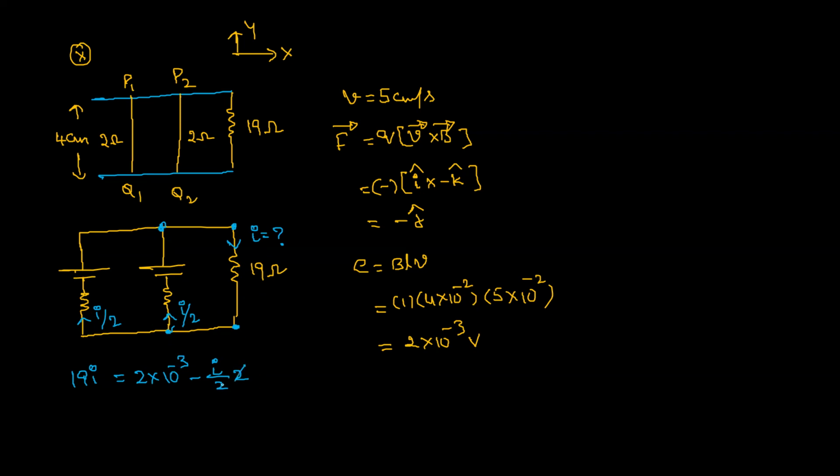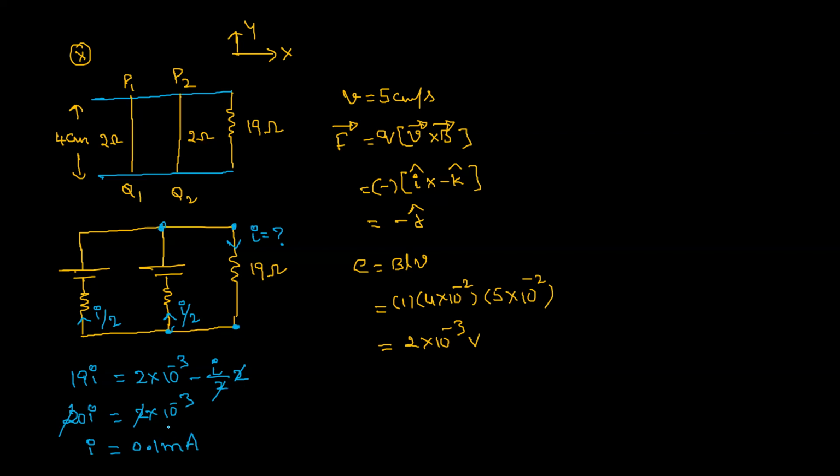Now see the calculation: the 2 gets cancelled. Take this one to here. 20I is equal to 2 times 10 power minus 3. And the 1 by 2 gets cancelled. So I is equal to 0.1 milliampere, right? Like this we can calculate. Now see the next one in that.